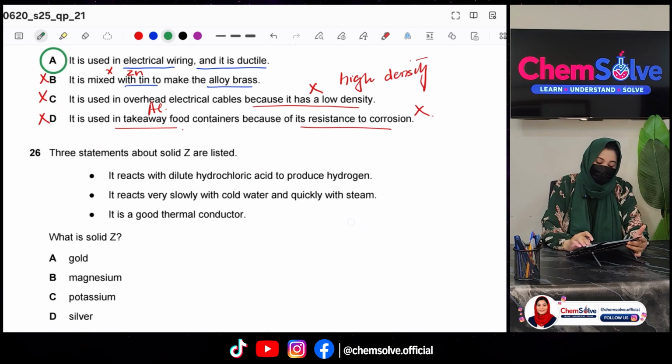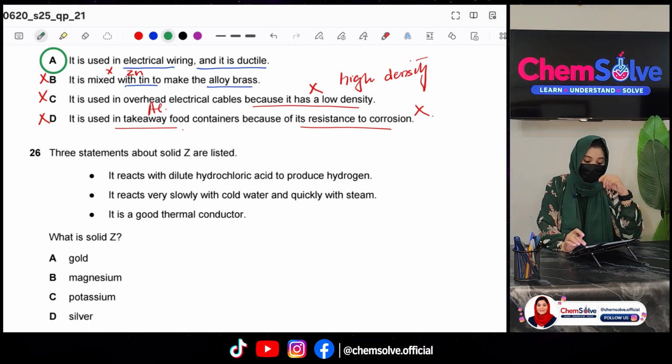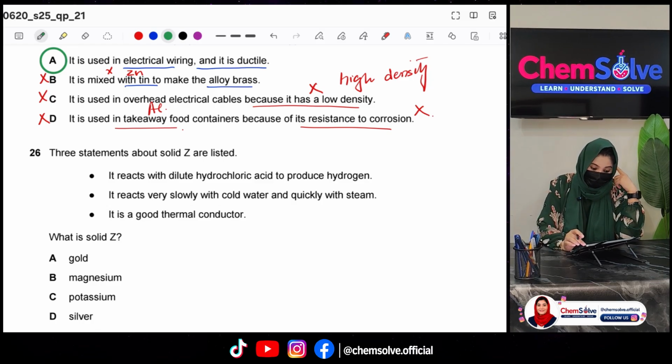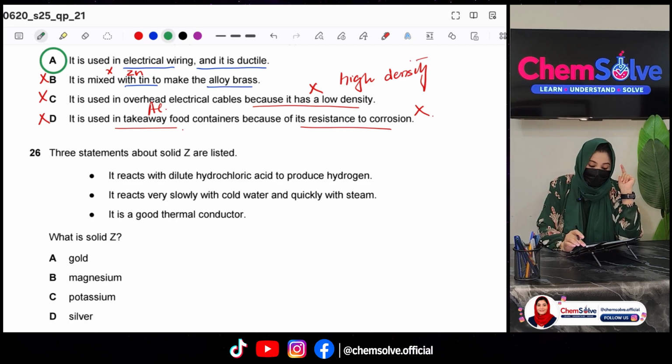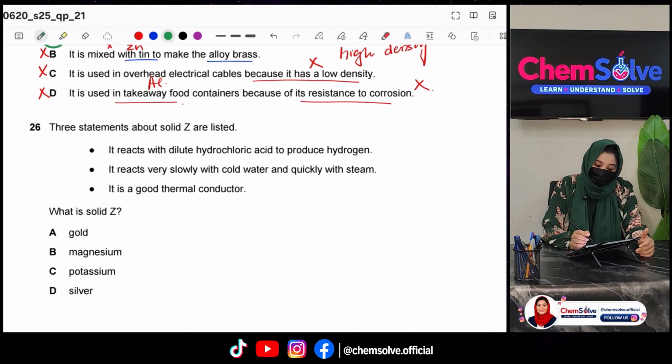Now move towards question number 26. Three statements about solid Z are listed. It reacts with dilute hydrochloric acid to produce hydrogen. This is a property of almost all the metals. So all the metals which are above hydrogen in the reactivity series, they show this property.